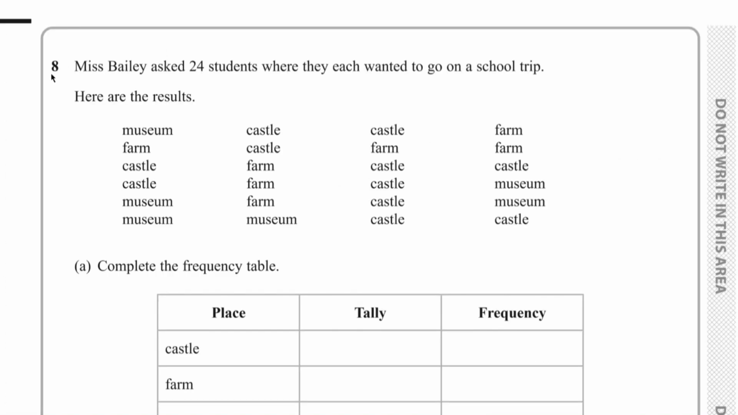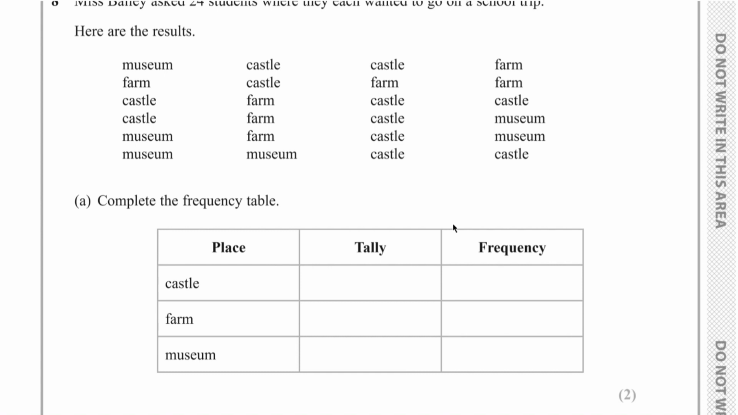Question number 8. Miss Bailey asked 24 students whether each wanted to go on a school trip. Here are the results. Part A. Complete the frequency table. In our frequency table, we've got the place: castle, farm or museum. We then find a tally, which we can then use to find the frequency.